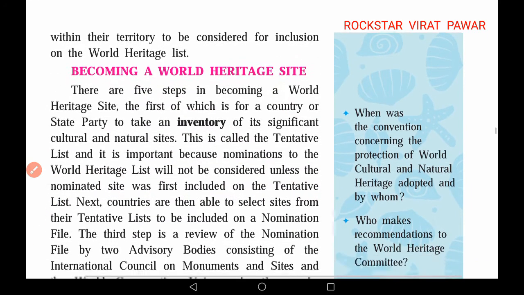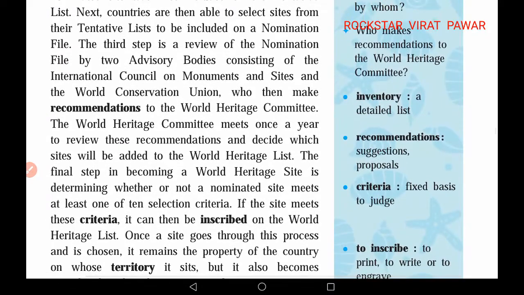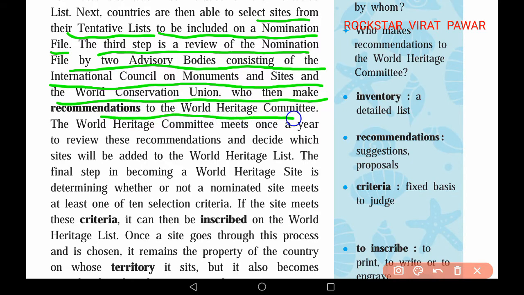Next, countries are able to select sites from their tentative list to be included in the nomination file. The third step is review of the nomination file by the two advisory bodies, the International Council on Monuments and Sites and the World Conservation Union, who then make recommendations to the World Heritage Committee.